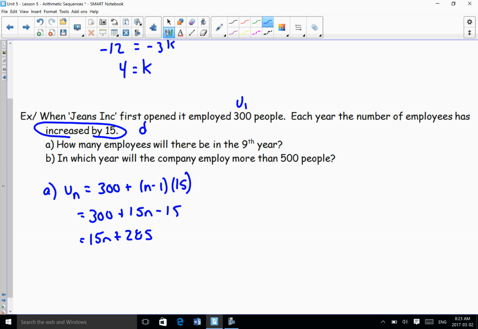So I want to figure out what's happening in the ninth year, and I'll just figure out what number u9 comes out to. So 15 times 9 plus 285. Put that into our calculator, and we should end up with 420. Oops, why is that not working?